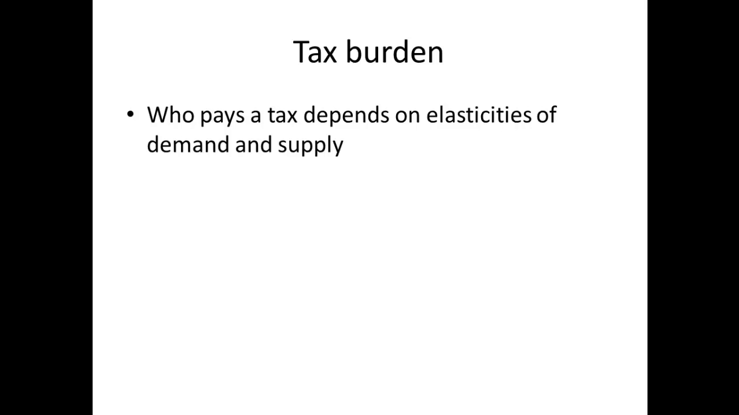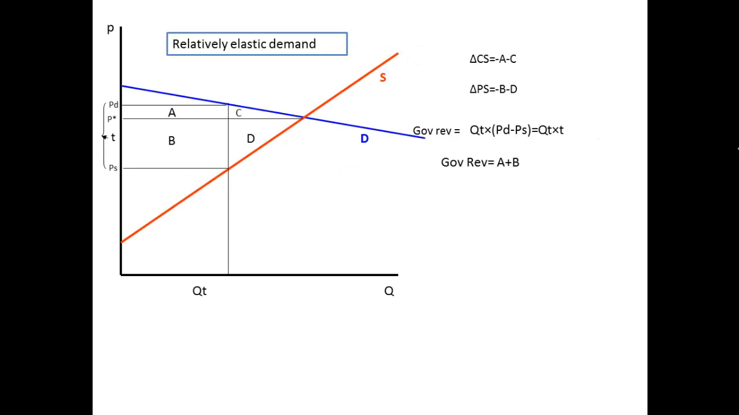Now, a related topic is tax burden. The question here being, who pays a tax? And what it depends on is the relative elasticities of demand and supply. And so this is going to be the question of how does the equilibrium price change from the situation where there is no tax to the situation where there is a tax. So to make this point, I'll make a few diagrams with relatively different elasticities of demand and supply.